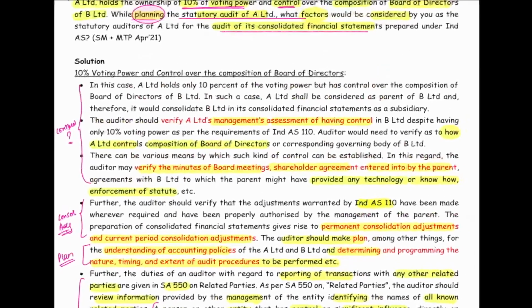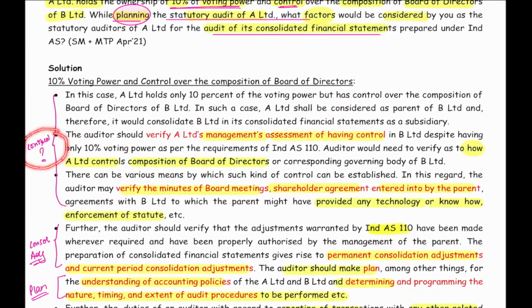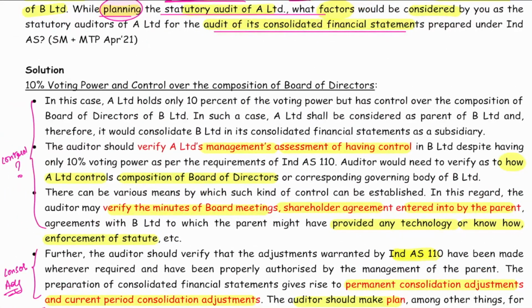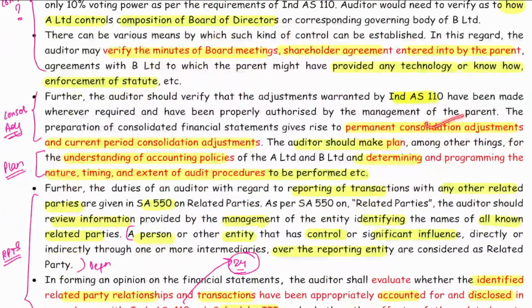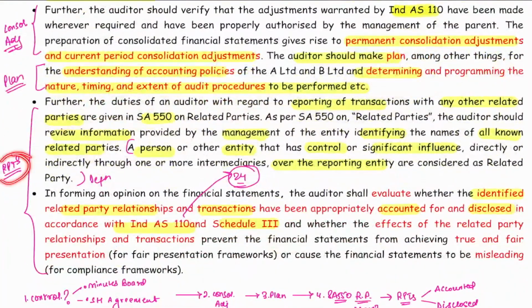But the other parts of the answer talk about, first thing, how the entity got the control. So as an auditor, first of all, verify the management's assessment of control. See how A Limited is controlling the composition of the board of directors. How do you get to know how they are controlling the board? Verify the minutes of the board meeting to see who is taking the decision. Verify the shareholder agreement entered by the parent. Have they provided any technology or know-how which is giving them the control? After you have assessed the control, see the consolidation adjustments, permanent and current period consolidation adjustments. The planning part we have already discussed, and lastly, talk about related party transactions.